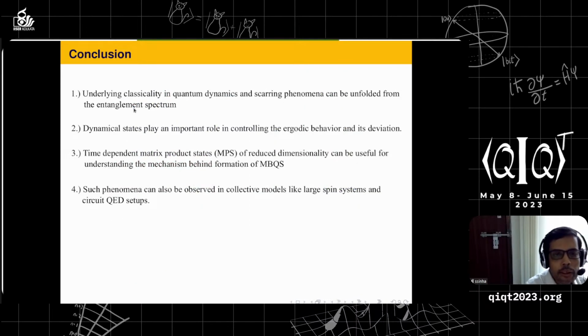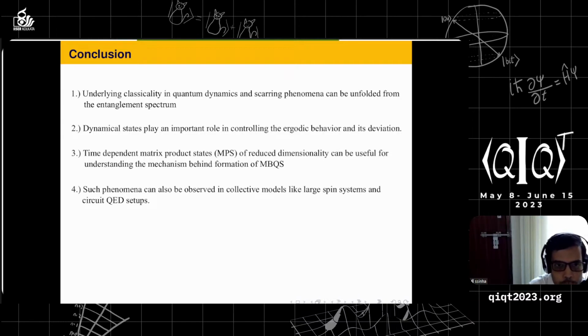So finally, I come to the conclusion. You see that the underlying classicality in quantum dynamics and scarring phenomena can be unfolded from the entanglement spectrum. Generally it's not very clear how this classicality emerges. So now we see that the underlying classicality can be understood from the entanglement spectrum.